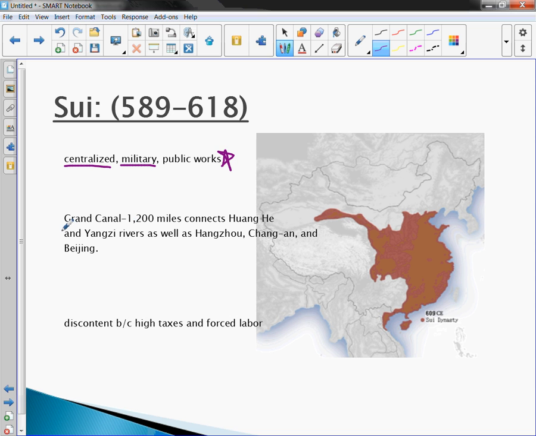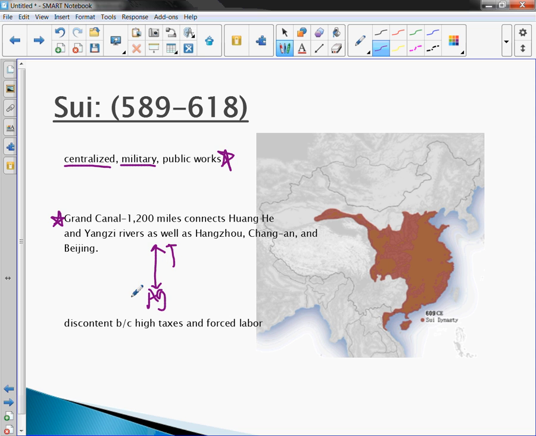The biggest public work that they did, and the most important thing, the thing that unites China for a millennium, 1,000 years, is the Grand Canal, which the Sui created. The Grand Canal was 1,200 miles, and it connected the north and the south, the Huanghe and the Yangtze rivers, as well as the cities of Hangzhou, Xi'an, and Beijing. So really, it was connecting the agricultural south with the north, at times war-torn, but very important for trade. And that's 1,200 miles again.